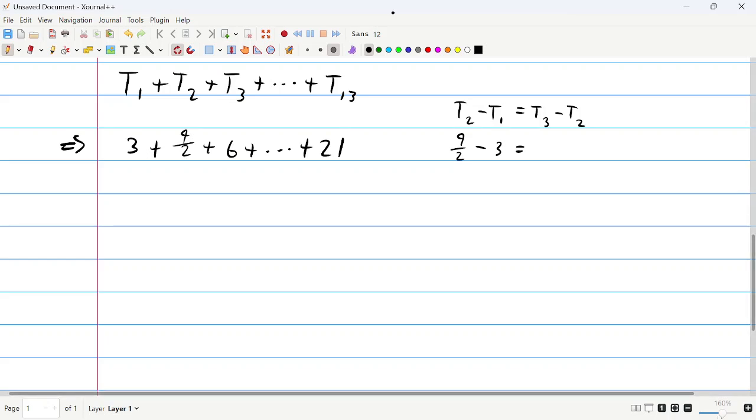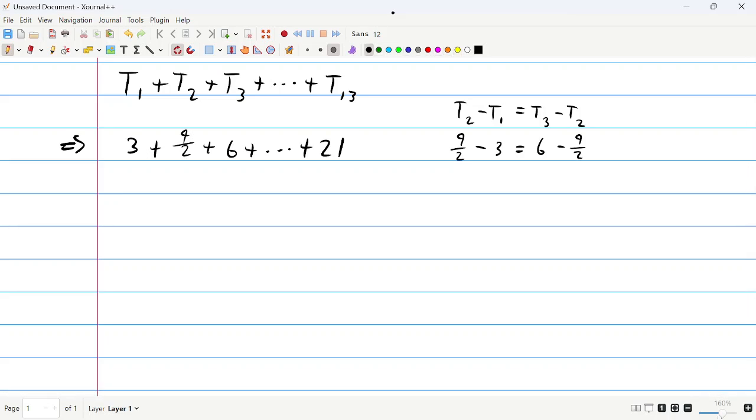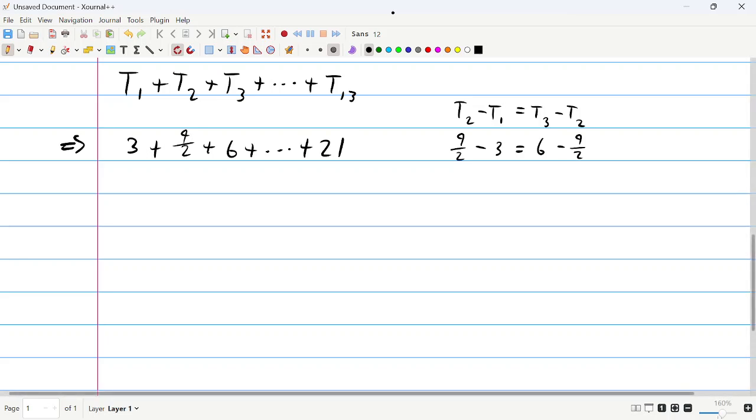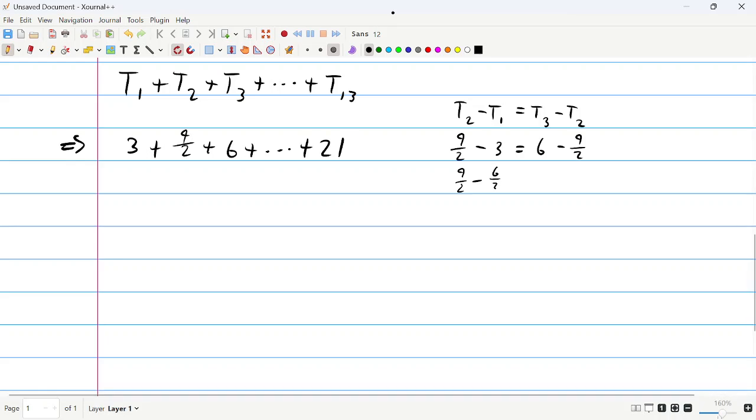And this is equal to what? Term 3, which is just going to be 6 minus 9 over 2. So let's see if those are the same, right? 9 over 2 minus 3 is just the same as 9 over 2 minus 6 over 2, which is just going to be what? It's going to be 3 over 2.